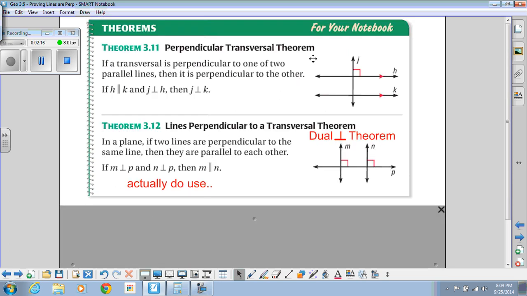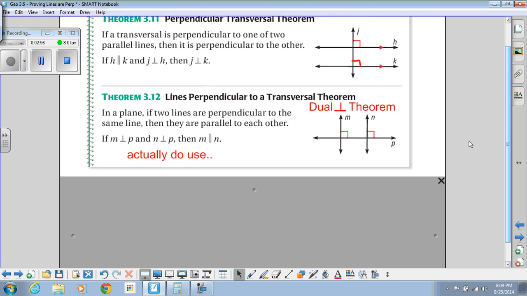This next theorem is called the perpendicular transversal theorem, and all it says is that if we already have two lines that are parallel, and we know that the transversal is perpendicular to one of those parallel lines, then that transversal is also going to be perpendicular to that other parallel line. And again, that makes sense because these two angles, this box right here, and then if I drew another box right here, those would be corresponding angles, and we know corresponding angles are congruent when lines are parallel.